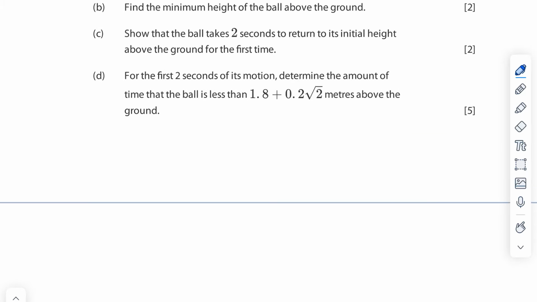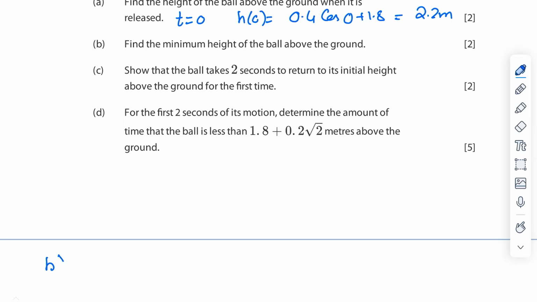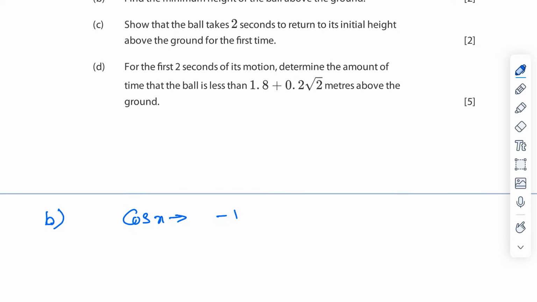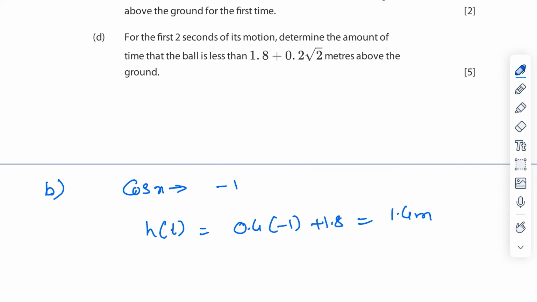Find the minimum height of the ball. Minimum height means we know that cosine x will have a minimum of -1. So the minimum height is going to be 0.4 times -1 plus 1.8, which is 1.4 meters.